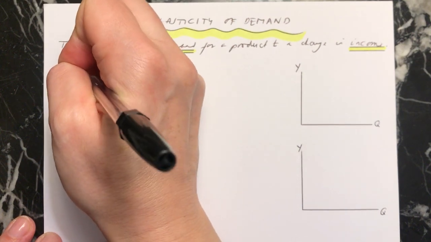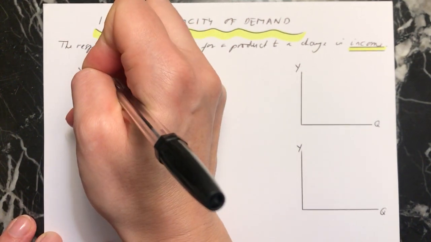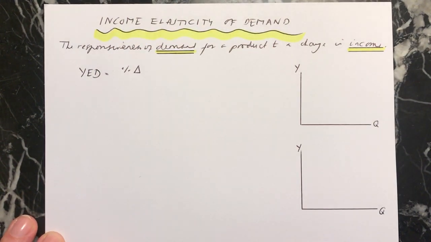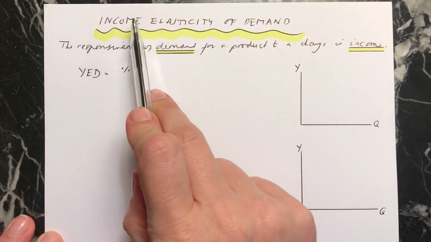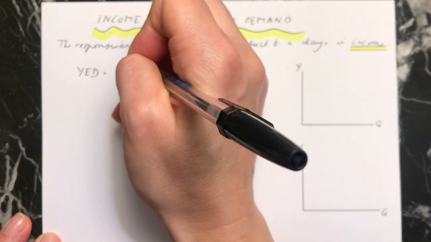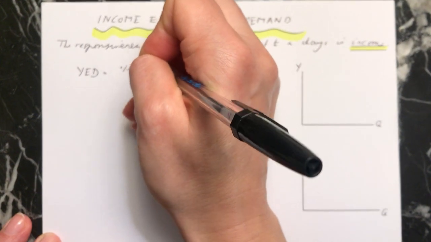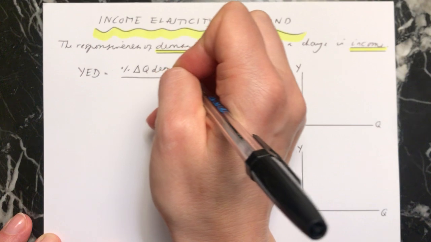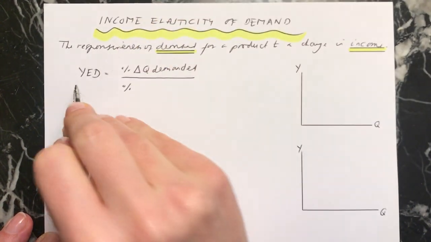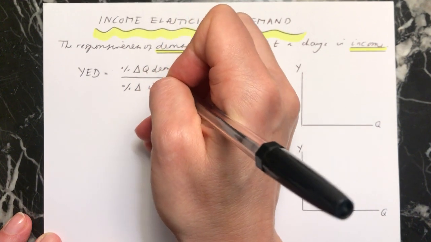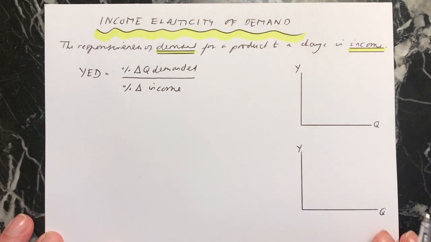Capital Y is shorthand for income. Income elasticity of demand is percentage change of, remember demand or supply is always on the top line. This elasticity is about demand. So percentage change in the quantity demanded divided by, the other factor here is income, the percentage change in income. So you can do any calculations using that formula.